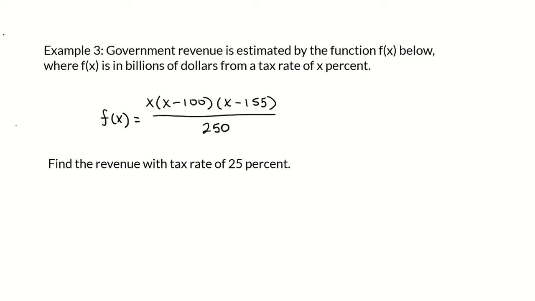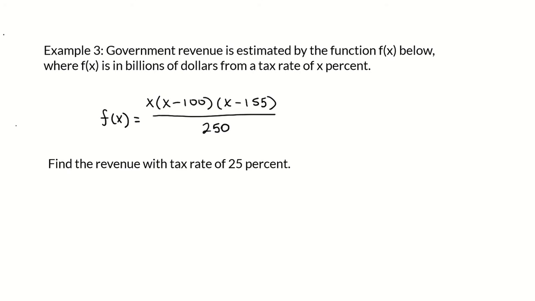Government revenue is estimated by the function f of x below, where f of x is in billions of dollars from a tax rate of x%. Find the revenue with a tax rate of 25%. And the function is f of x equals x times x minus 100 times x minus 155 over 250.